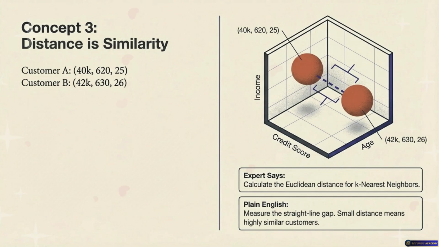Okay. Customer A is at $40,000 income, 620 credit score, and 25 years old. Now let's plot customer B. They have an income of $42K, a credit score of 630, and they are 26 years old. Very similar numbers. Right. If we plot that second arrow in our 3D room, the tip of customer B's arrow is going to end up physically hovering right next to the tip of customer A's arrow. They will be in extremely close proximity.